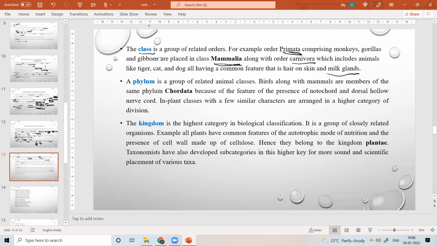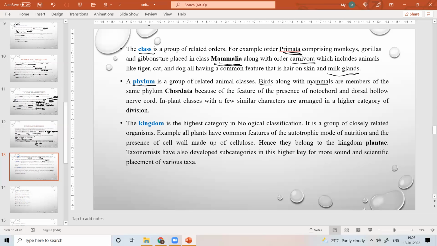So the next taxon is the phylum. A phylum is a group of related animal classes. That means one phylum includes different classes. So here, birds along with mammals. So here is the class Mammalia.